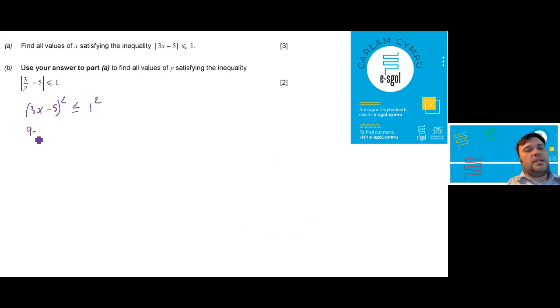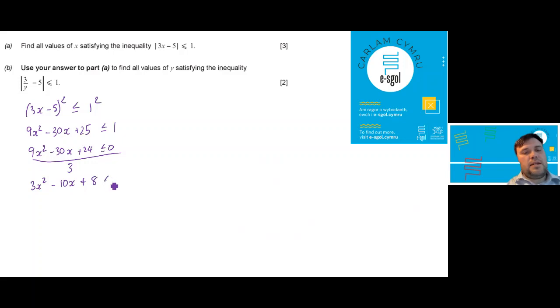So 3x squared is 9x squared. Let's do the middle of it so it goes into that format. 3 times minus 5 is minus 15, so that's going to be minus 30x. And then that would be plus 25 less than or equal to 1. So it is 9x squared minus 30x, take the 1 over, so that's going to be plus 24. Divide it all out by 3. So it's 3x squared minus 10x plus 8 less than or equal to 0.